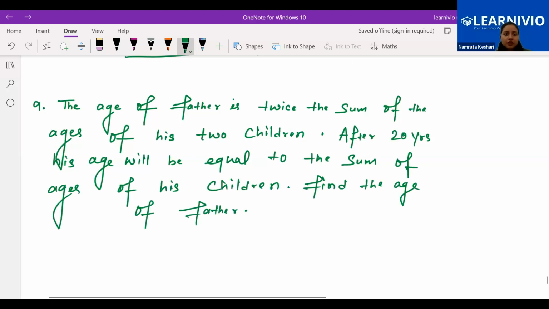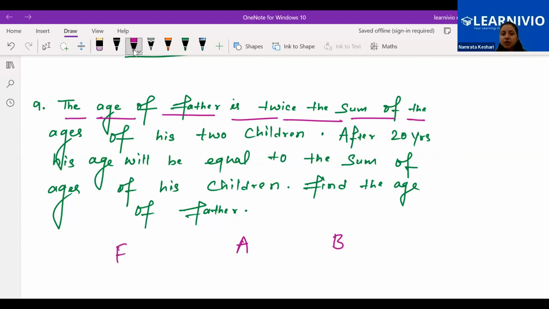Okay, let's do it. So here it says that the age of father is twice the sum of ages of his children. According to the first information, there are 3 persons, a father and 2 sons. Let's say A is the first child, B is the second child, and F represents the father. So the age of father is equal to 2 times the sum of ages of his 2 children.